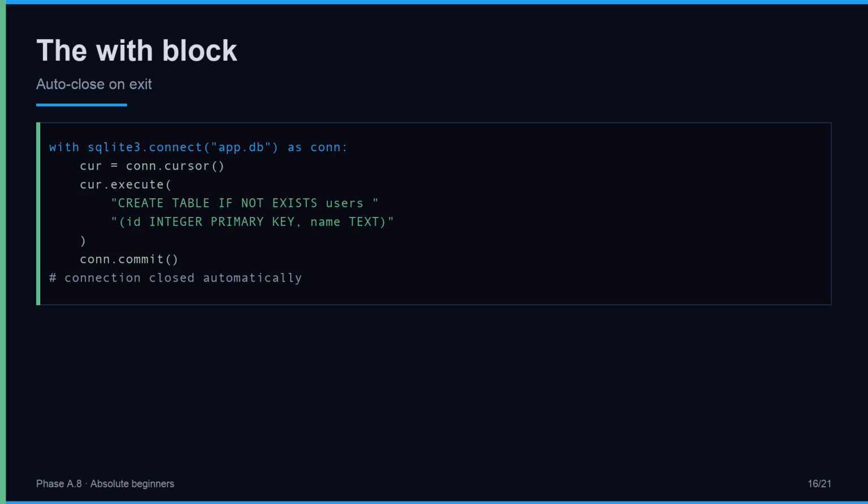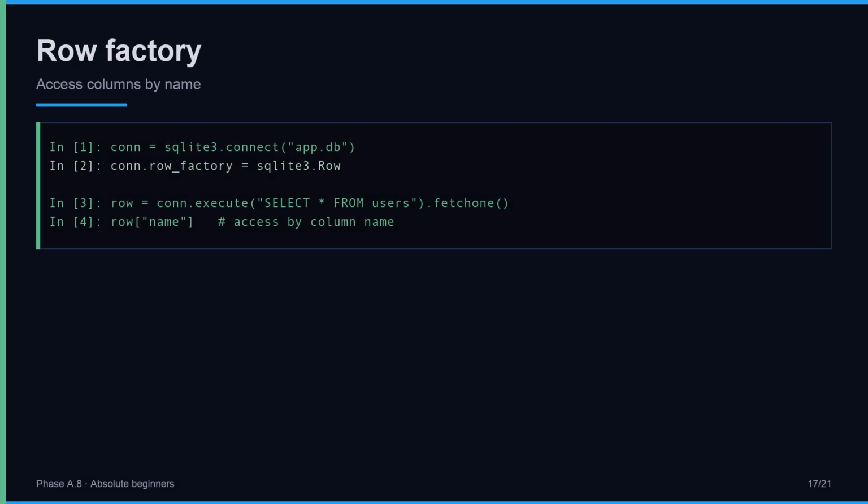It is safer because you cannot forget to close. Note that with does not commit for you. You still need to call con.commit before the block ends, or your changes will not be saved. With closes for you. There is one small setting that makes SQLite much friendlier: the row factory.